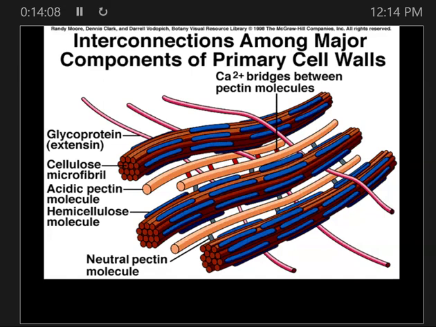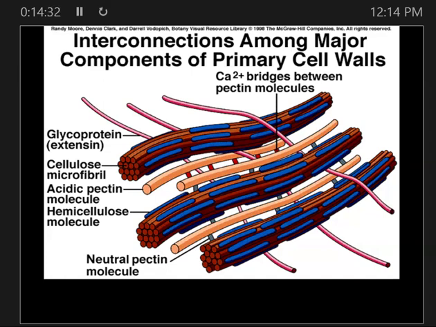So when you have that kind of structure, it's not just the cellulose, it's everything, but certainly cellulose is a major strengthening aspect of the cell wall, but you certainly have the pectin and the proteins and the hemicellulose all playing a part.